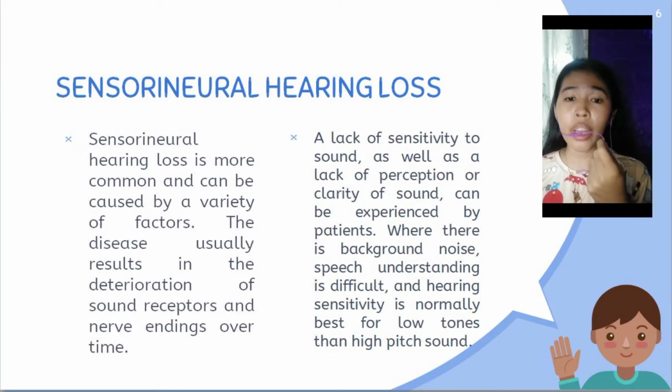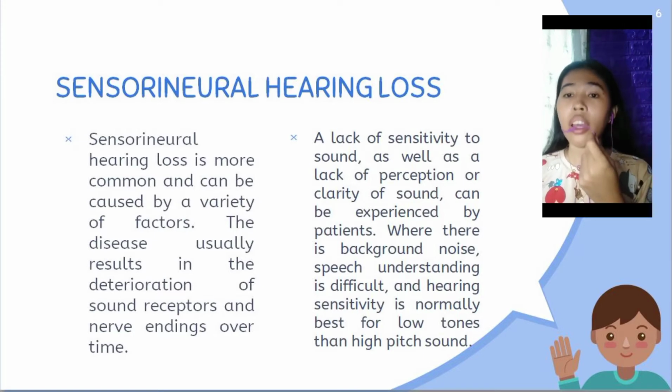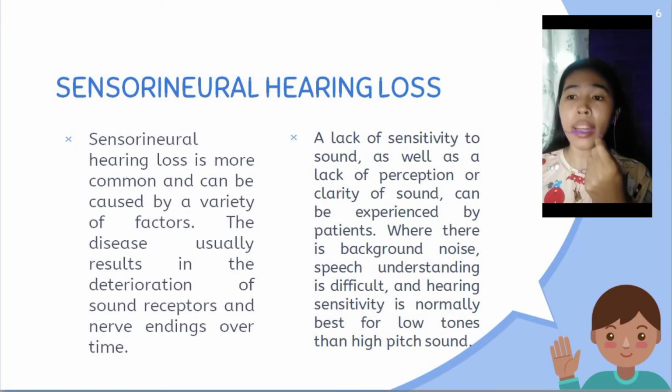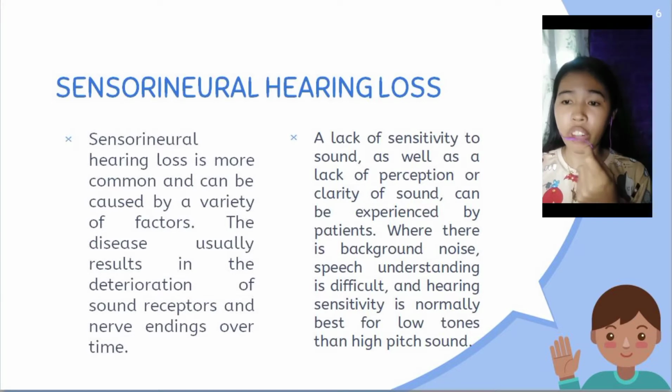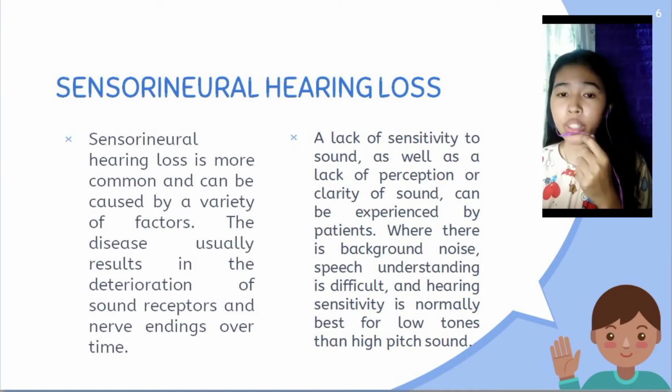The second type of hearing impairment is sensorineural hearing loss. Sensorineural hearing loss is more common and can be caused by a variety of factors. The disease usually results in the deterioration of sound receptors and nerve endings over time. A lack of sensitivity to sound as well as lack of perception or clarity of sound can be experienced by patients. Where there is background noise, speech understanding is difficult, and hearing sensitivity is normally best for low tones than high-pitched sound.